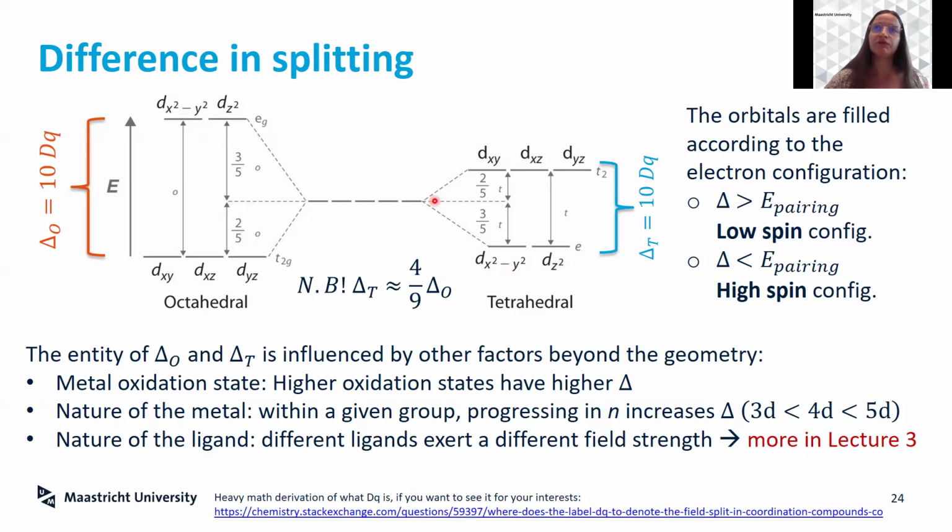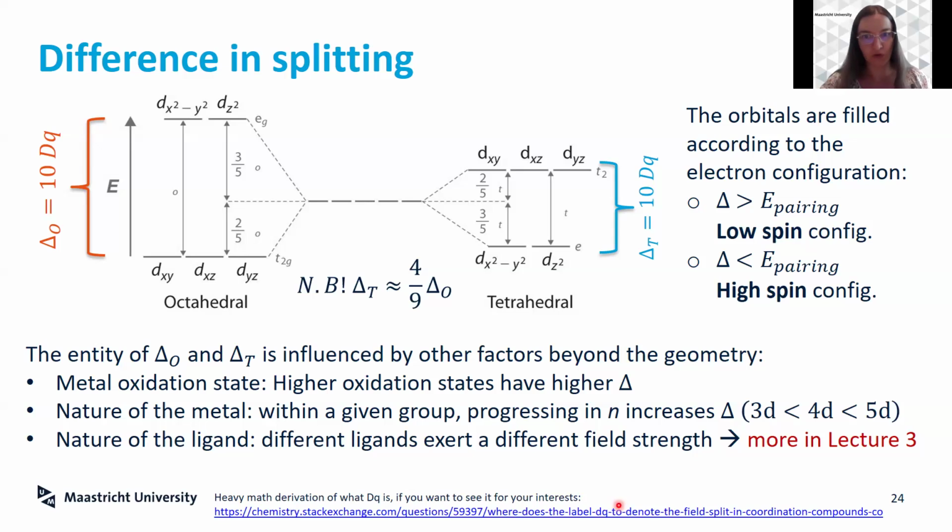When you compare them to each other, you can see the split with all the labels, the axis in energy, and the fact that this delta O is the highest possible one, 10 Dq. Dq is a standard way to label this amount of energy. It's a standard crystal field denomination. You can take it as granted. If you want to see a full derivation of what Dq is, please go onto this link.